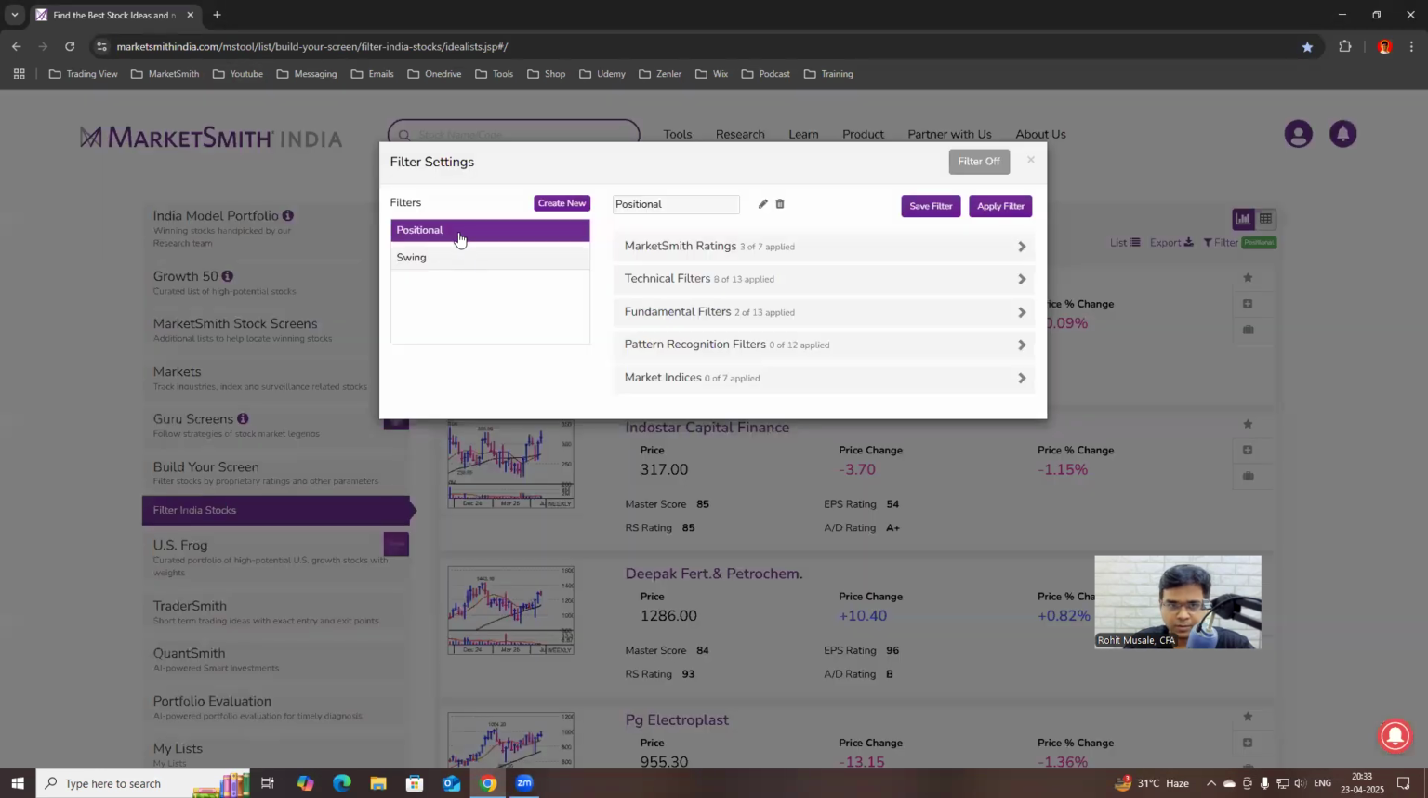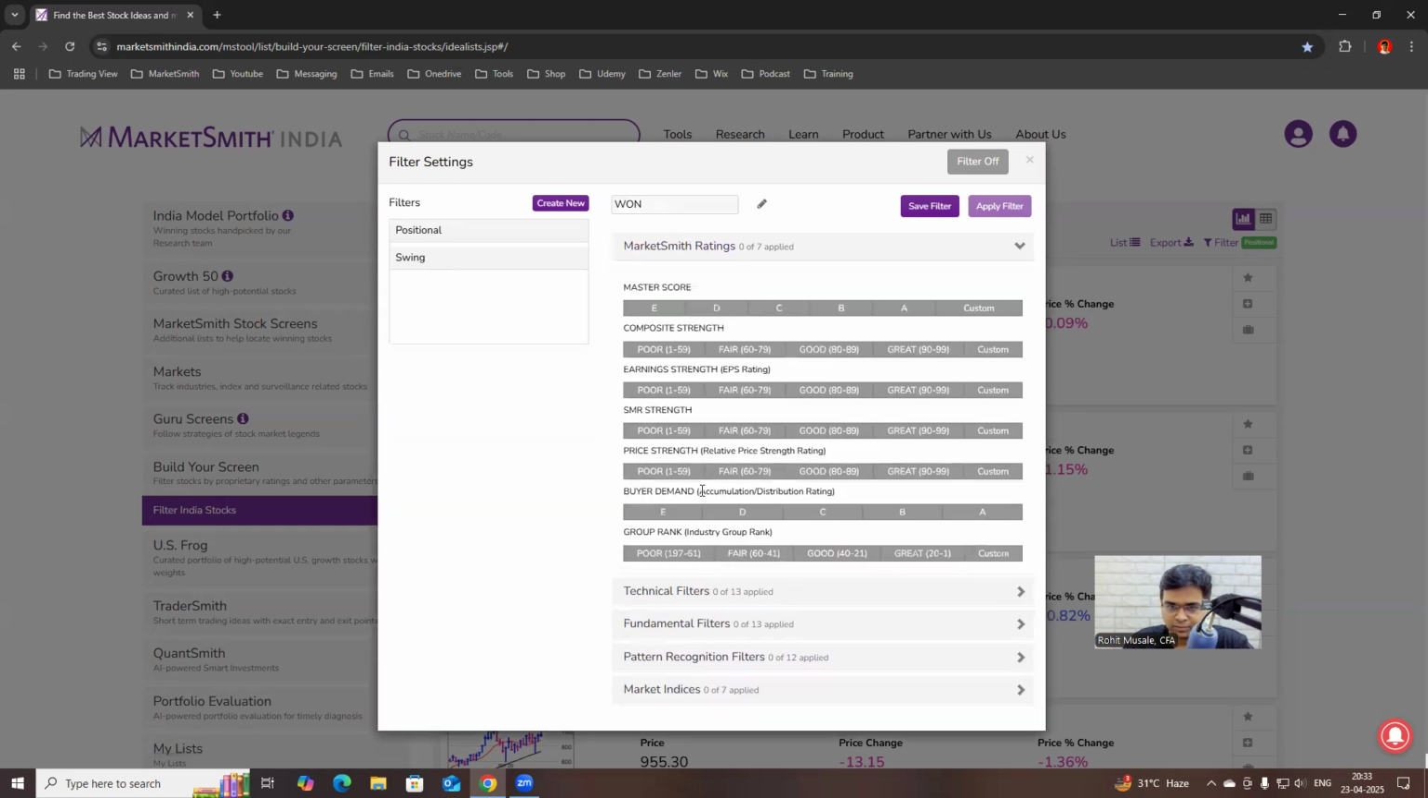So I will click here. So these are my positional and swing filters. This is what I do for daily charts, but I will create a fresh filter for you for the weekly charts. Okay, so I click here. Let us dedicate this filter to O'Neill. So William O'Neill. Okay, WON, William O'Neill.